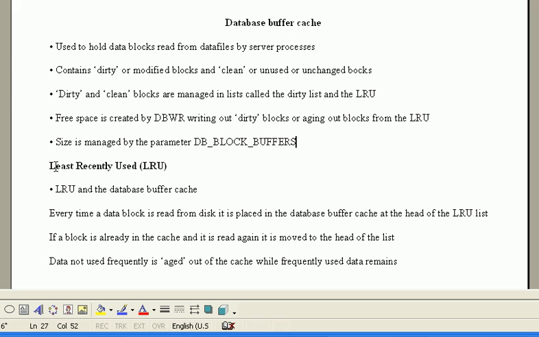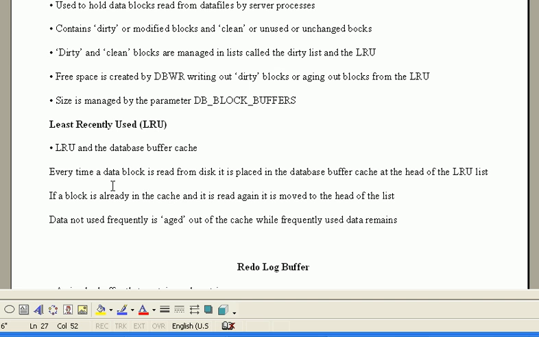Let us see what is meant by the LRU. LRU and the database buffer cache. Every time a data block is read from disk, it is placed in the database buffer cache at the head of the LRU list. If a block is already in the cache and it is read again, it is moved to the head of the list. Data not used frequently is aged out of the cache while frequently used data remains.